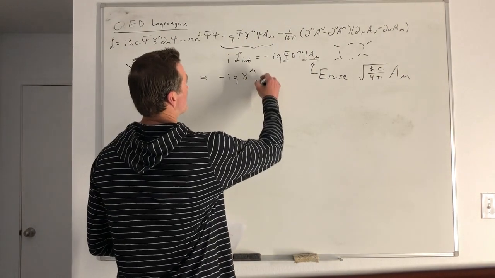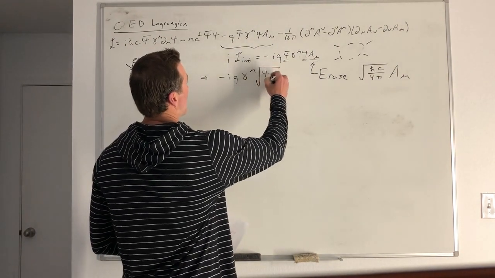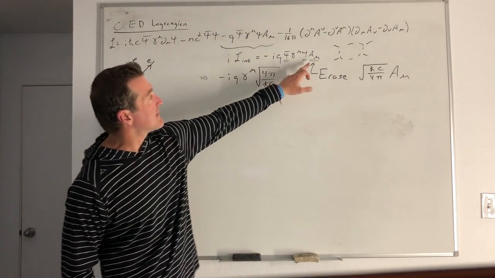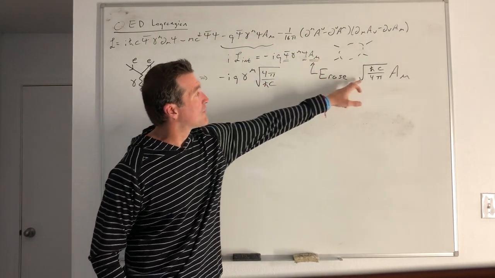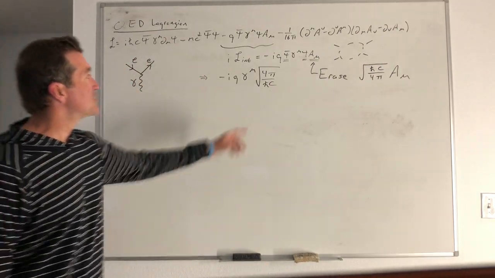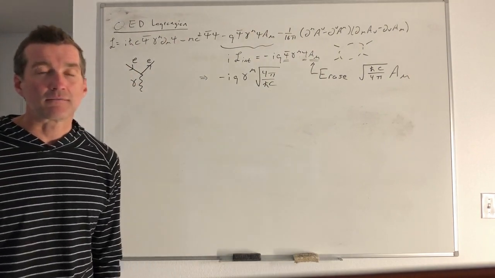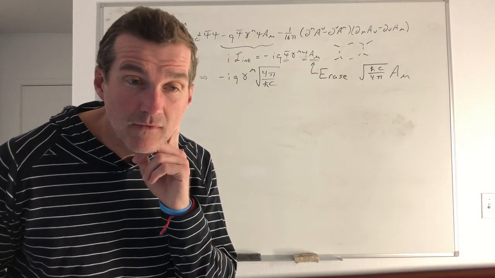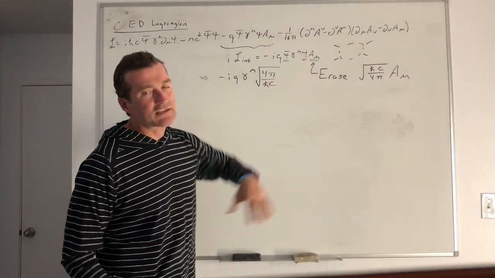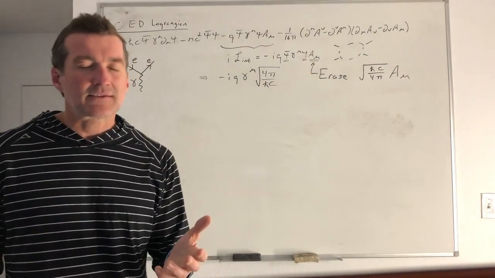So if we put in square root of 4 pi over h bar c, then we have effectively erased not a mu, but square root of h bar c over 4 pi times a mu. Okay? But you can just erase the psi and the psi bar. Sorry, say it again? Why do we want to erase that? Because a mu, it's just a convention of units and so forth.